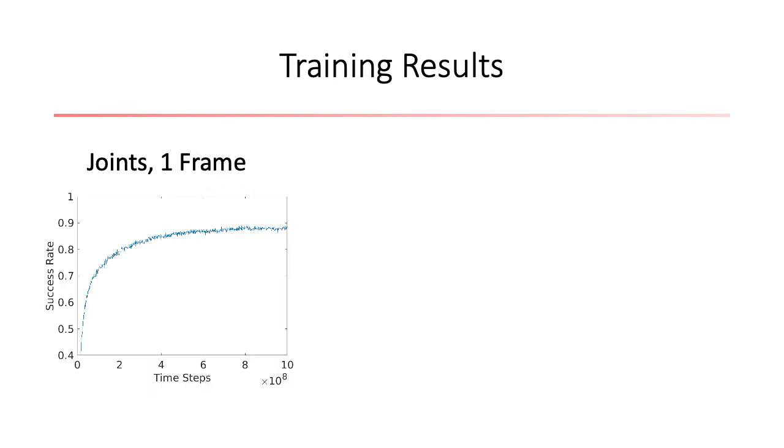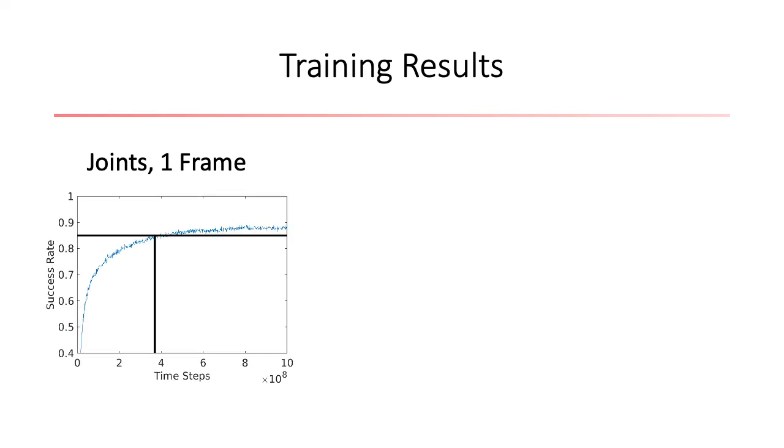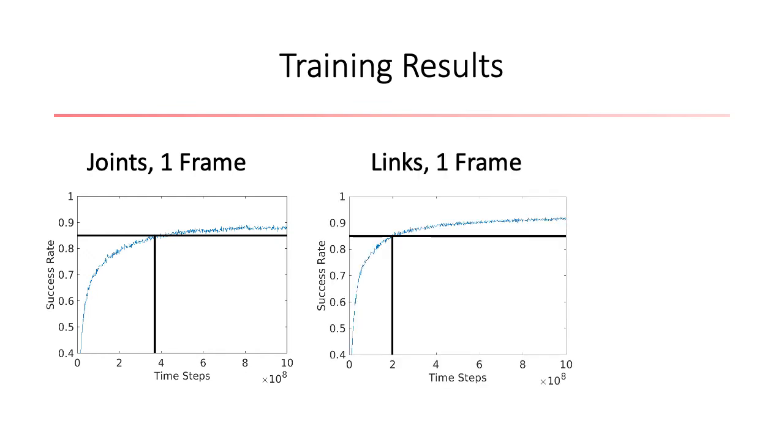Here we present training results. In the x-axis are time steps of training. In the y-axis is the success rate, or rate at which the stick hits the projectile. We see that joints 1 frame reaches an 85% success threshold at around 370 million time steps. By contrast, links 1 frame reaches the 85% success threshold by around 200 million time steps. Joints 1 frame reaches an average success rate of about 89% compared to 92% for links 1 frame.